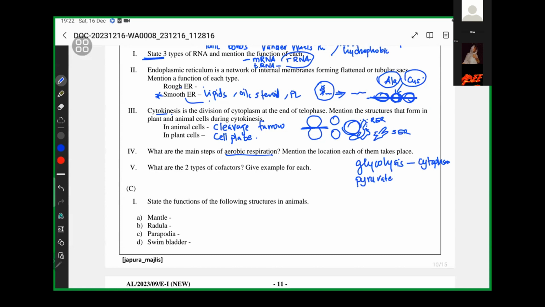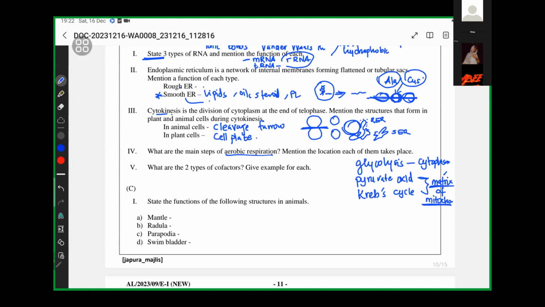Pyruvate oxidation and the Krebs cycles both happen in the matrix of mitochondria. So you need to mention clearly as matrix of mitochondria. If you only mention the matrix, you will not get any marks. If you mention only the mitochondria also, you will not get any marks.